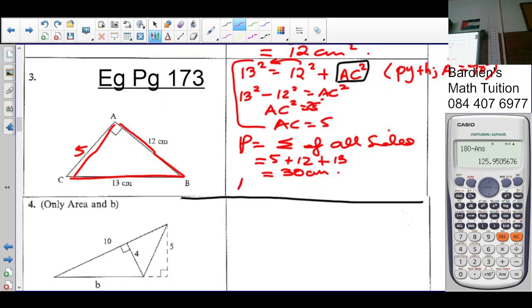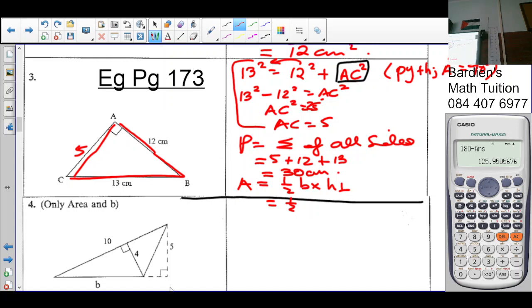People then they ask us to work out the area. How do you calculate the area of a triangle? Half base times perpendicular. What's my base? 13. Okay, just take your one back quickly.